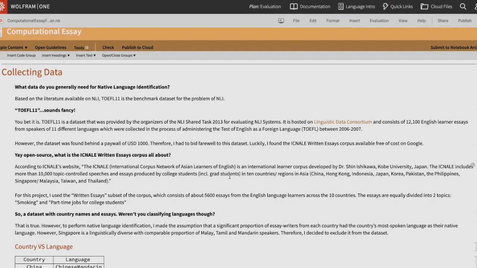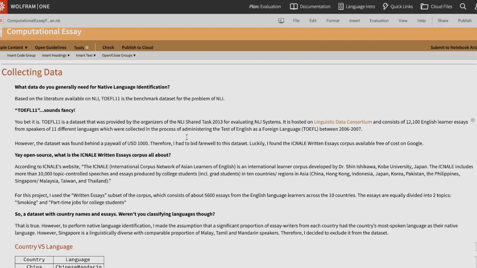So, when it comes to native language identification, since it's a very established task, TOEFL 11 is the benchmark dataset for this problem. And yes, it sounds pretty fancy, and let me tell you, it is. It is currently hosted on the Linguistic Data Consortium by the University of Pennsylvania. And me and my peers and my mentor at the Wolfram Summer Camp tried hard to navigate through that site. However, irrespective of the numerous mails and requests sent by us, we could not get the dataset as it was locked behind a paywall of $1,000. So I had to say goodbye to it with a heavy heart, of course.